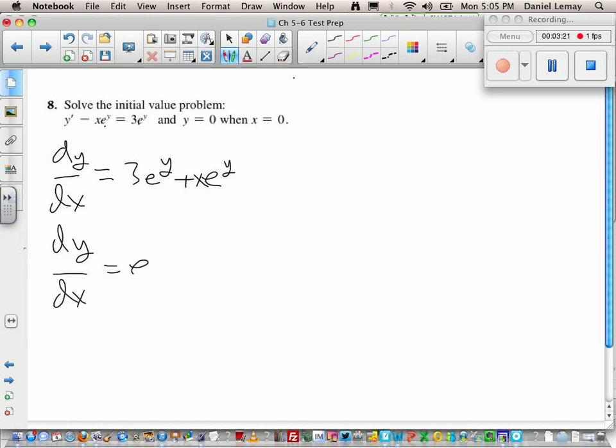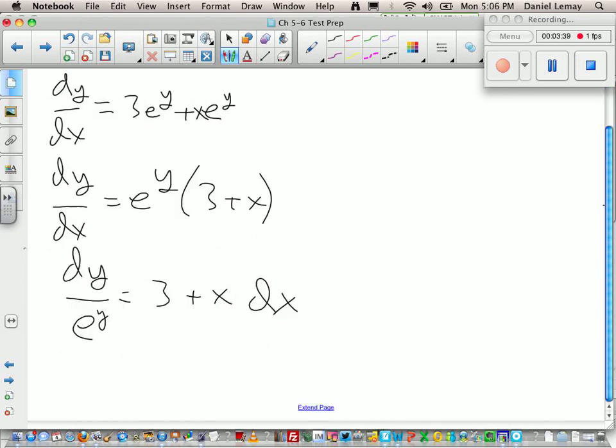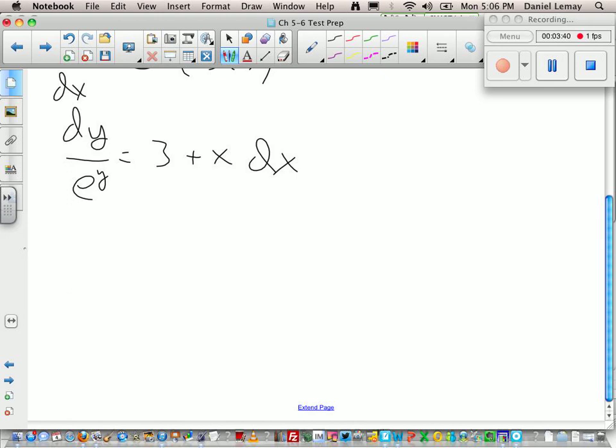Let's see. Next one. We're going to solve this initial value problem. Well, the first thing I'm going to do is rewrite this dy dx. And then I'm noticing I get an e to the y on opposite sides of the equation. So I'm going to move that x e to the y to the other side. And then I'm trying to separate the variables here, right? I'm trying to get the dy with the y's and the dx with the x's.